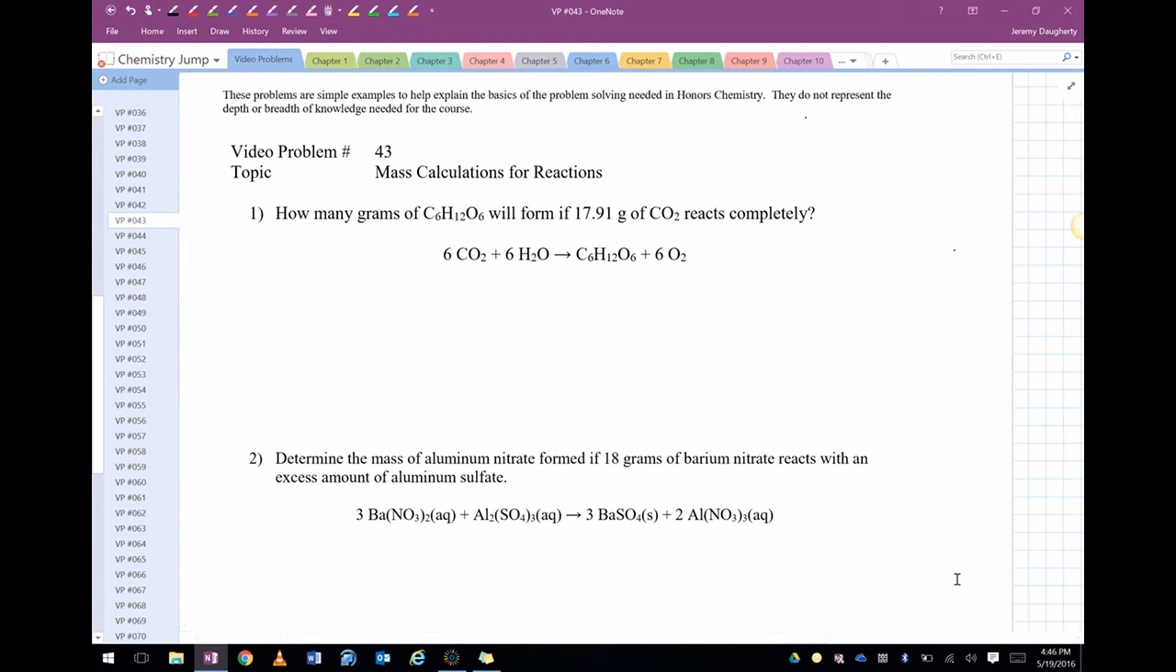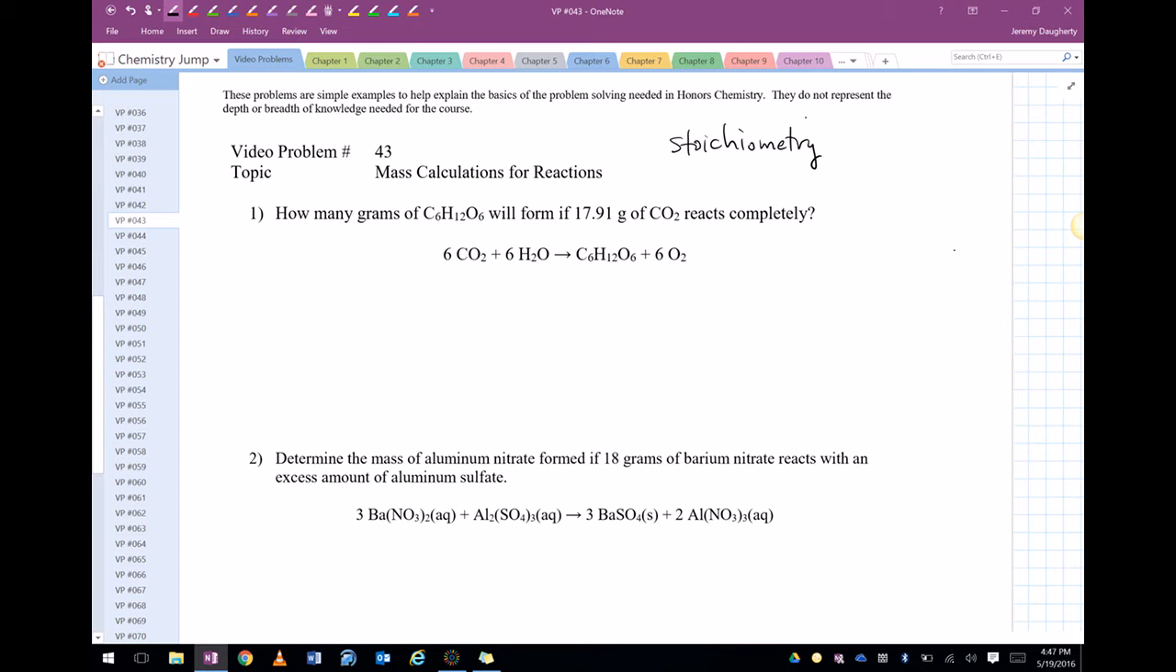Video problem number 43, mass calculations for reactions. We're staying in this stoichiometry topic here, and these are going to be grams to grams. Okay, let's check it out. How many grams of C6H12O6 will form if 17.91 grams of carbon dioxide reacts completely?